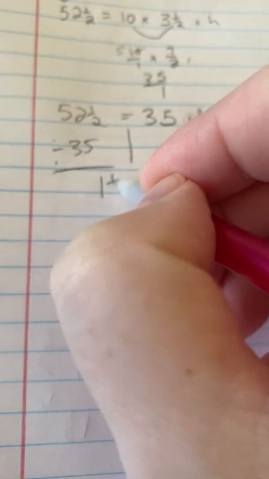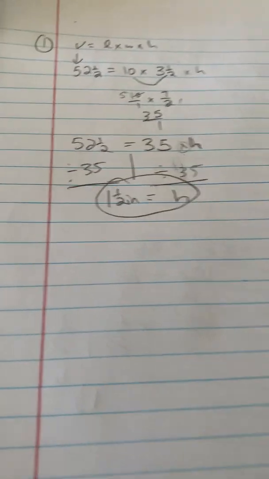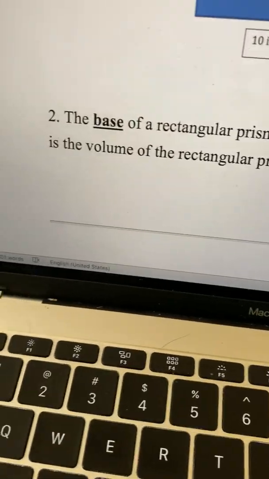So my height is 1 1/2. Now I'm talking about height, so it's just going to be inches. It's not going to be inches cubed. It's not going to be inches to the second power or third power because it's not volume or area. It's just the height.